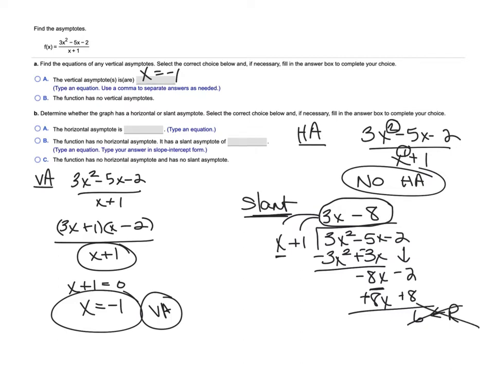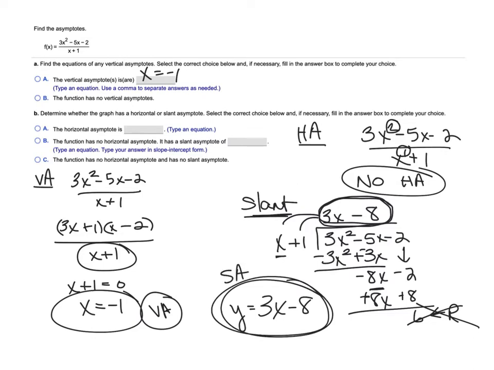It's only the quotient. Therefore, my slant asymptote is right here, and look, that's a line. y equals mx plus b, right there. That's my slant asymptote. The function has no horizontal asymptote. It has a slant asymptote of, and you would type it in right there, and that would be your answer. Remember, it's y equals. That would be nice. I think they might count off if you put just 3x minus 8. So it'd be great if you remember to put y equals. It's the equation of a line.